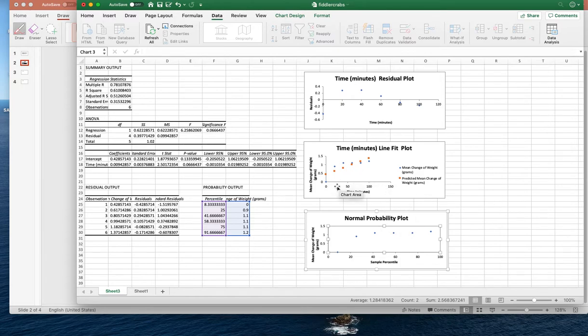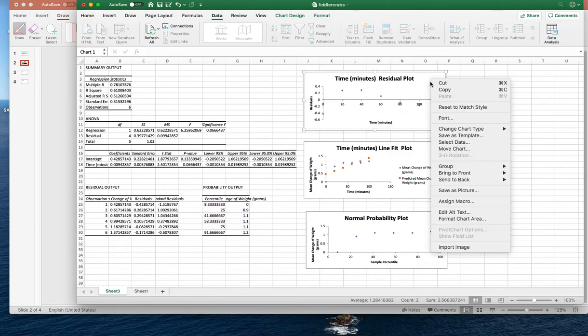We could see from the timeline fit plot, these orange boxes, those are the values of the line at each of those points. You can see they are way off from all those blue dots, especially this at the beginning, right? And also this residual plot kind of shows almost like a quadratic type of residual, right?